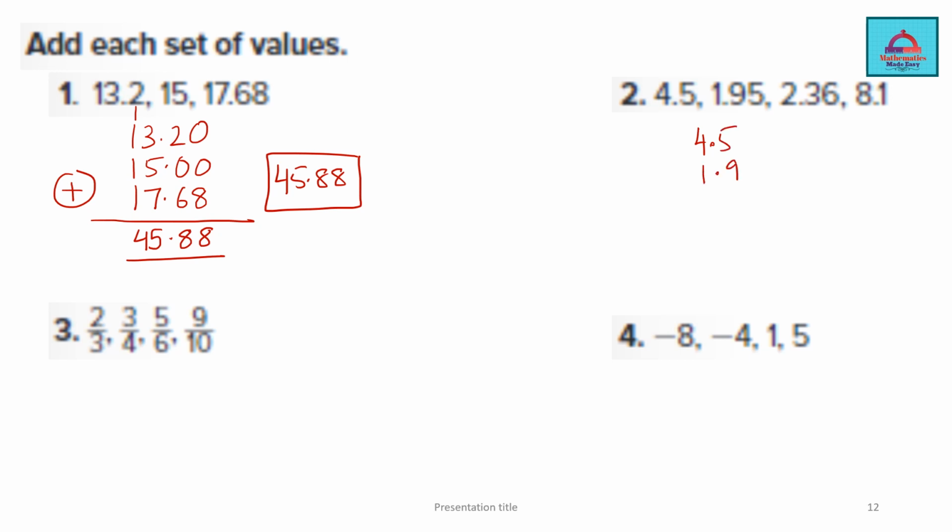Similarly, now let's add these numbers. 2.36, 8.1. Now I write them one below the other and I add 0 wherever required and then I add them up. So this is going to be giving you 16.91.